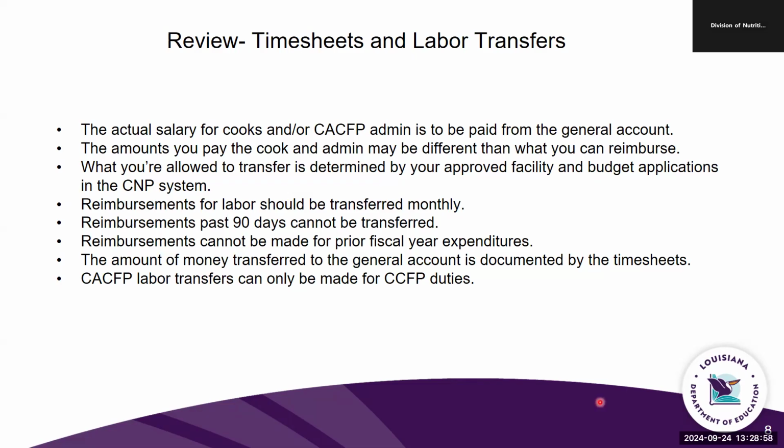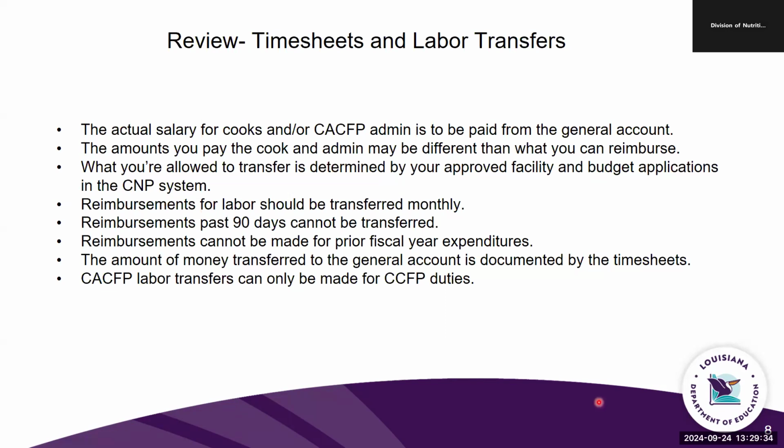What you're allowed to transfer is determined by your approved facility and budget applications in the CACFP system. You can transfer less. You may not be able to transfer the whole amounts every month, because that may bring your CACFP checking account balance too low. That is up to you to decide how to best run your business. If it's going to bring your account balance too low, then you probably shouldn't transfer labor that month. That all depends upon your unique situations.